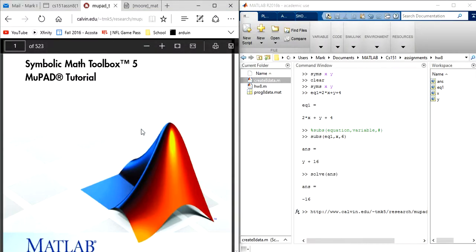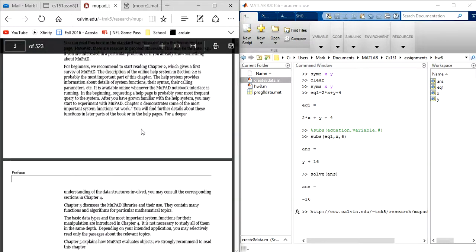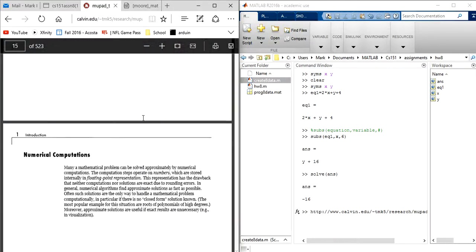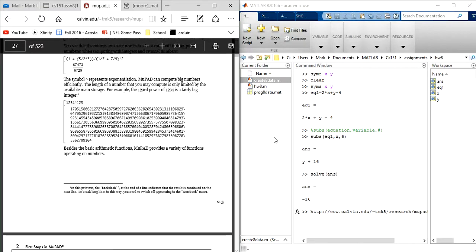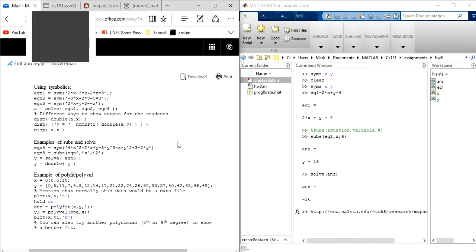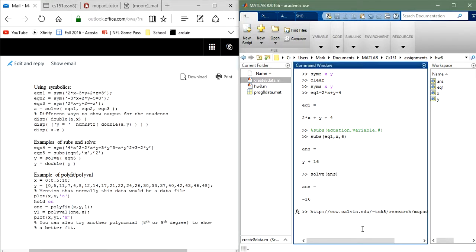This is it right here, Symbolic Math Toolbox MuPAD Tutorial. It's 523 pages of pure fun and excitement. I recommend you guys do that, and it's free. It's a free book. And I've said this many times before, you could find any book out there that you ever need for free. You don't have to pay for it, unless you really want to. In which case, more power to you. You know, support those authors. I support the authors. Me too. I pay for things too.